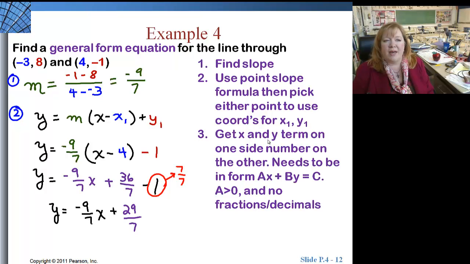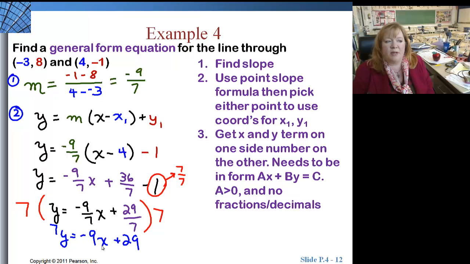So that means I need x and y on one side, and numbers on the other. It needs to be in the form of ax plus by equals c. A has to be positive and there can't be any fractions or decimals. Since there can't be any fractions or decimals, the first thing I'm going to do is multiply through by 7. And when I do that, I get 7y equals -9x plus 29. I multiplied by 7 because that's my denominator, to clear my fractions out.